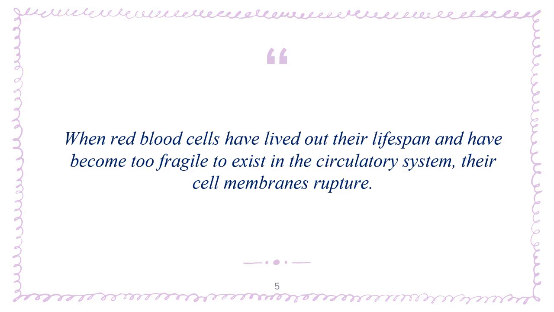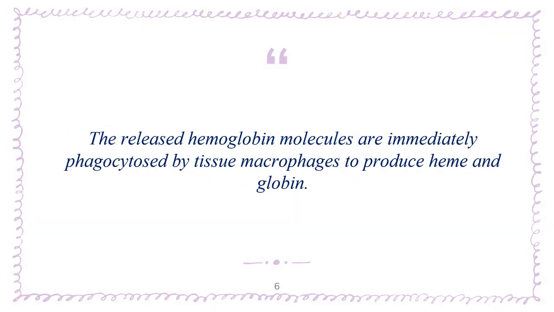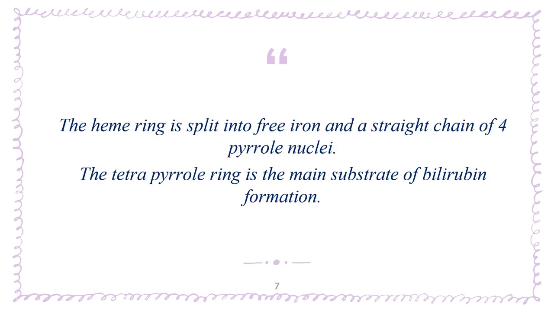So how does the process exactly go? When red blood cells have completed their lifespan and they have become fragile, their cell membrane will rupture. This will release the hemoglobin molecules, which will get phagocytosed by tissue macrophages and broken down to produce heme and globin separately. The heme ring will be split into free iron and pyrrole nuclei, and this tetrapyrrole ring is the main source of bilirubin formation.